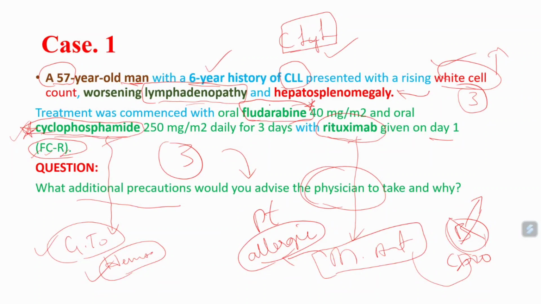Okay, now we will try to discuss fludarabine. This is a very important drug. While discussing this fludarabine, we'll come back to the case. Okay, I think you all understood this case. Now, before understanding fludarabine and all, see, the patient is already suffering with chronic lymphoid leukemia.